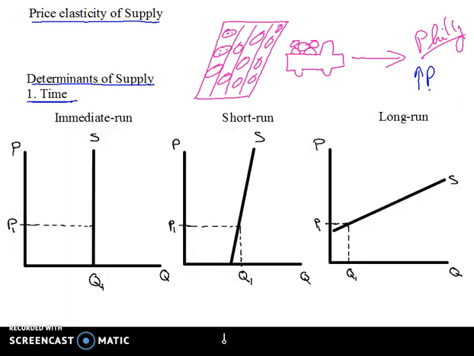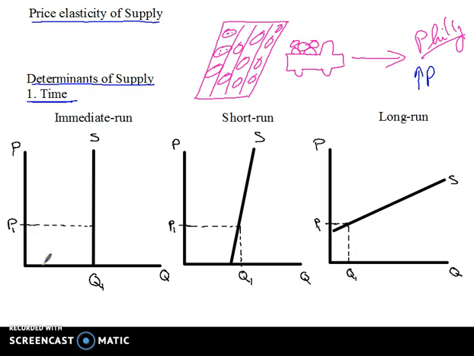So here's what our three graphs are going to look like. We're going to make a distinction between the immediate run, the short run, and the long run. In the immediate run, that means right now, if the price of watermelons goes up, he is not going to be able to bring any more watermelons to market. Why not? Because the watermelons are all back in Lancaster County. Whatever watermelon he brought to Philly that day, if it all sold out by 8 o'clock in the morning, then that's it.